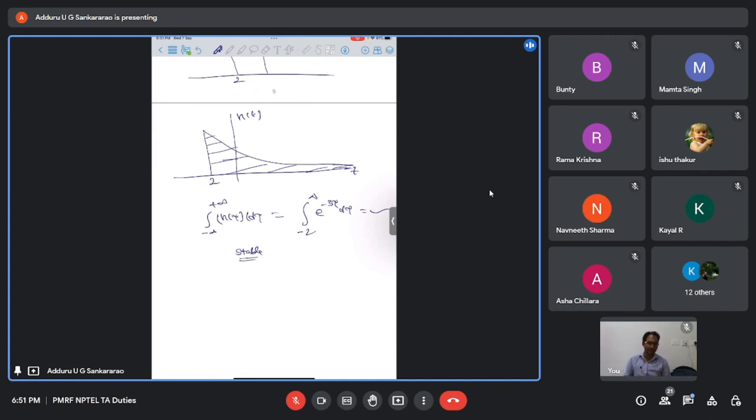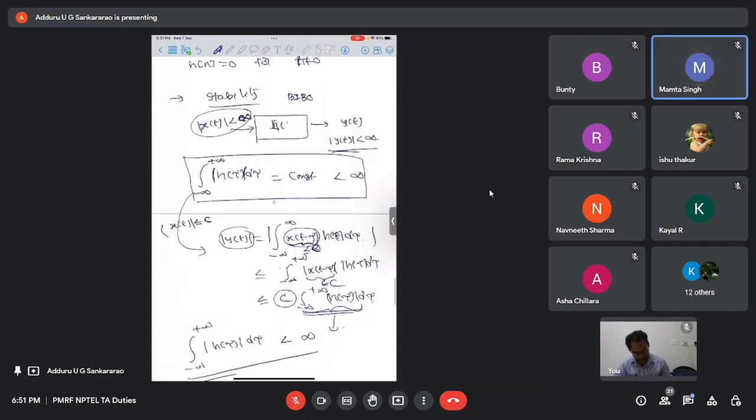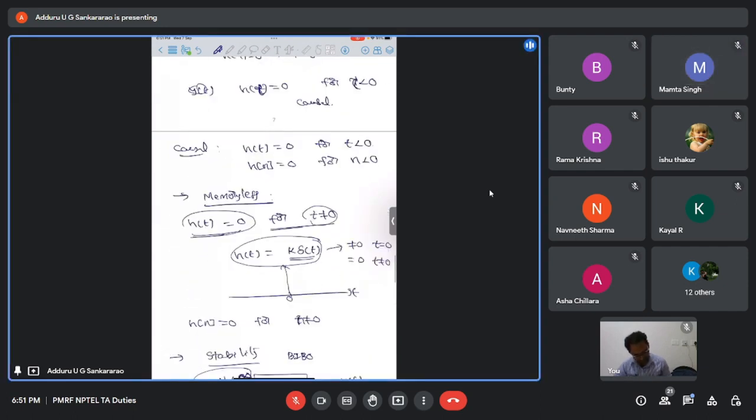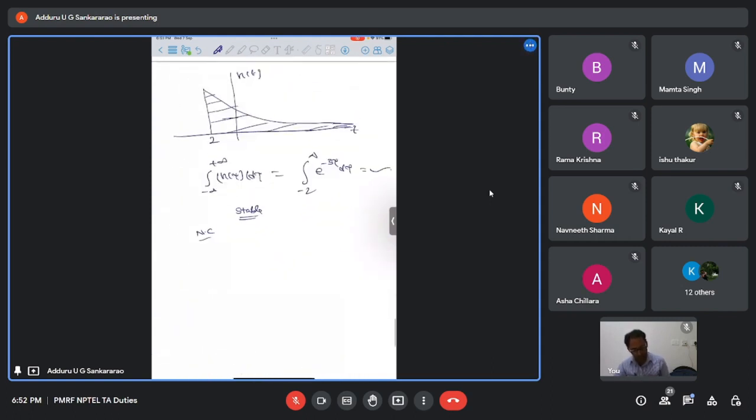What about causality? It's non-causal, right? It is non-causal because for causality, what we said is that for t less than 0, the impulse response should be 0. But for t less than 0, the impulse response exists, right? So it's non-causal.